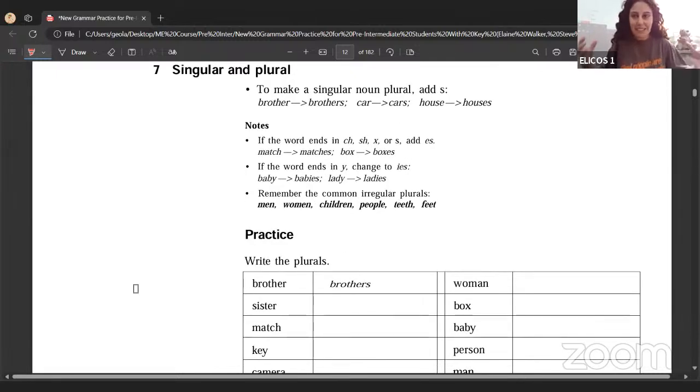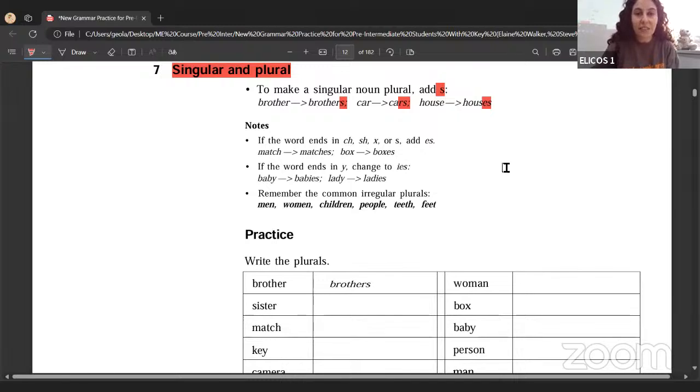Okay, let's talk about singular to plural. So remember, yes, this is very basic. We've done these lessons before, but we're just building more rules to the rules that we already talked about. So singular to plural. To make a singular noun plural, you add an S. Very simple. So brother, brothers, car, cars, house, houses.